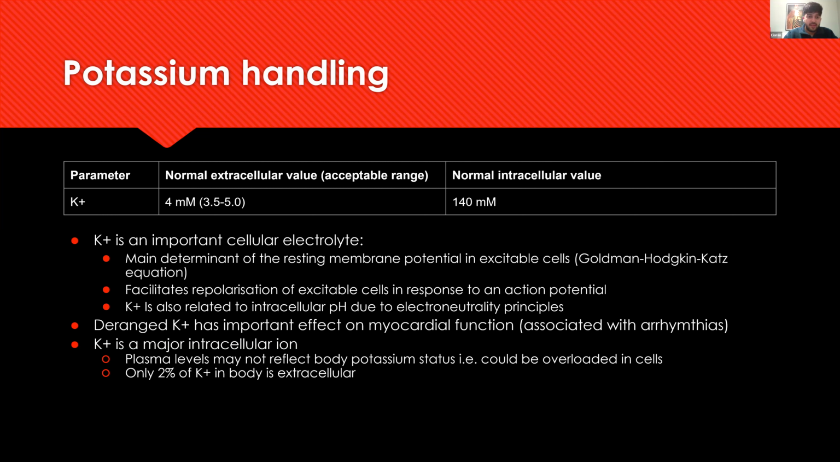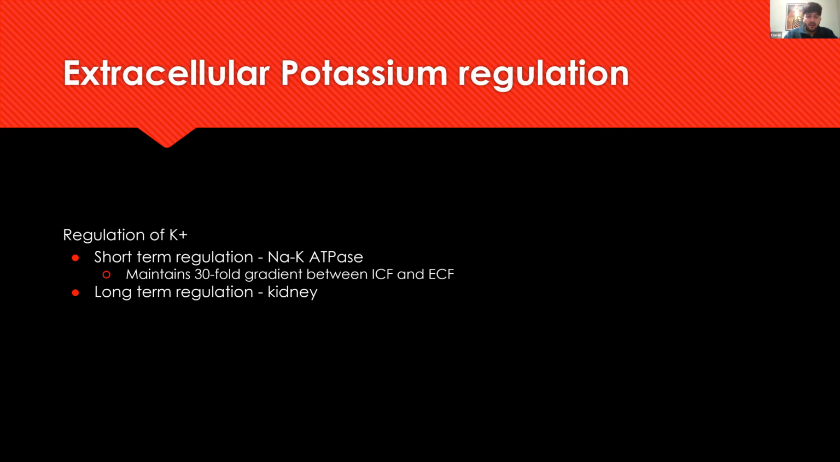Now, in terms of how the body regulates potassium levels, we have a short-term and a long-term mechanism. In the short term, the action of the sodium potassium ATPase is working, which normally maintains a 30-fold gradient between the potassium concentration between the intracellular fluid and extracellular fluid. And then in the longer term, we also have regulation by the kidney.